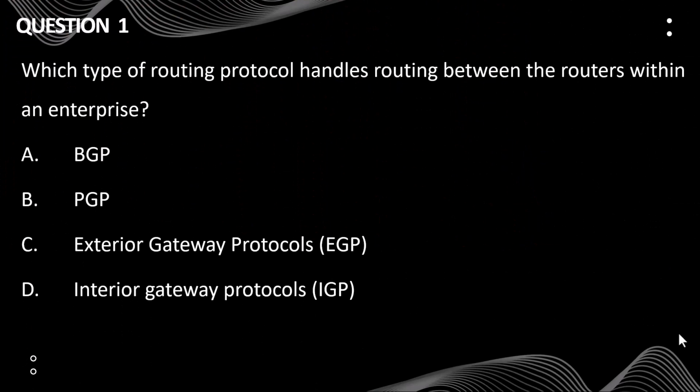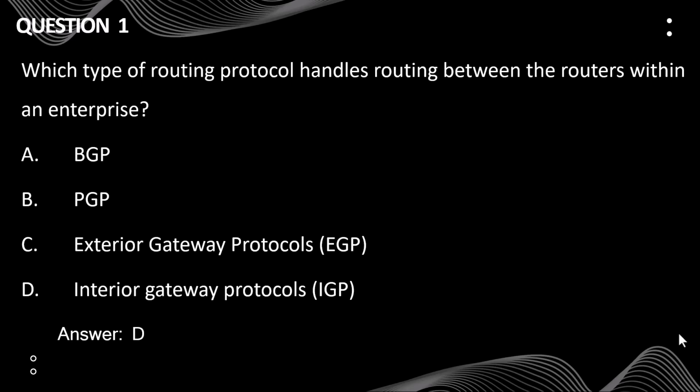Which type of routing protocol handles routing between the routers within an enterprise? A. BGP, B. PGP, C. Exterior Gateway Protocols or EGP, D. Interior Gateway Protocols or IGP. The answer will be option D.